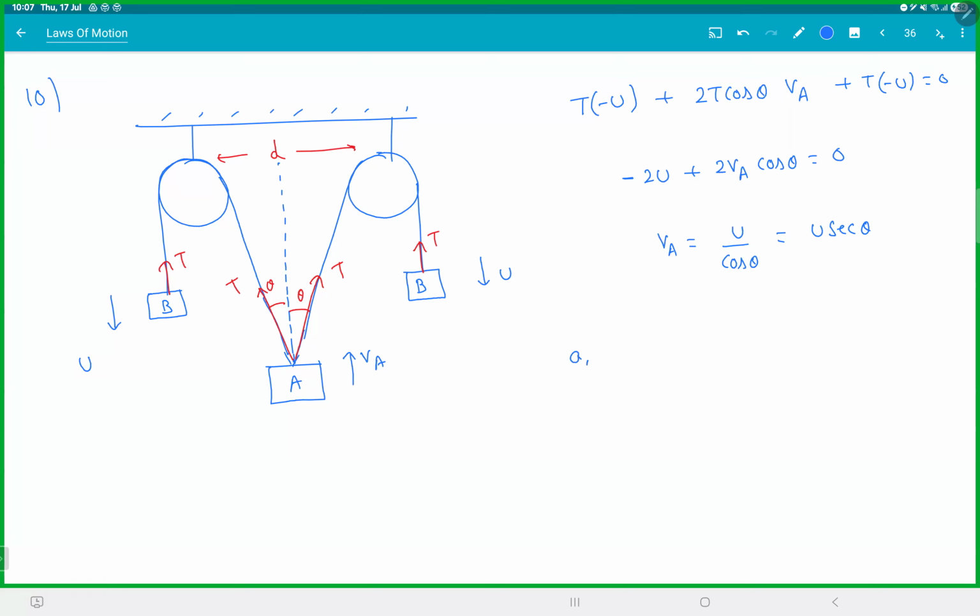So if you want acceleration of A, we need to differentiate this. So dVA by dt would be U times the differential of sec theta, d sec theta by dt, plus sec theta du by dt. So we get acceleration of A will be U. The differential of secant theta is secant theta tan theta d theta by dt. Hope you remember that. So if somehow I can find that d theta by dt, my job's done. So let's find that.